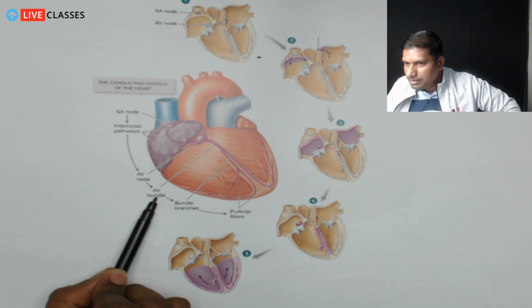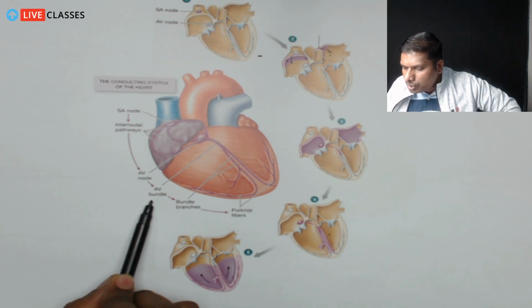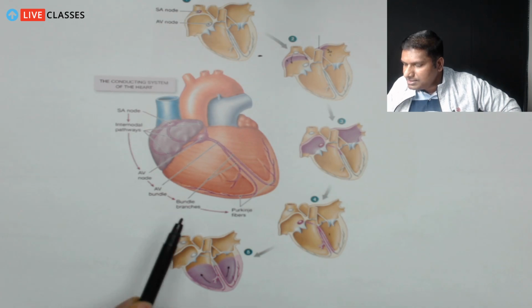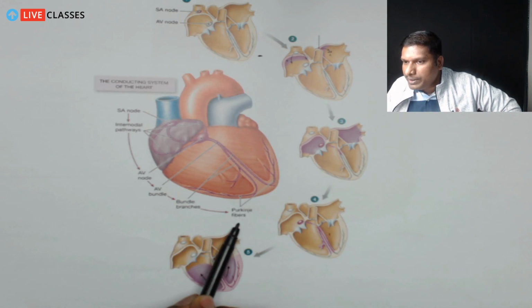Okay, another word is AV bundle. Through the bundle of His, it is moving into the bundle branches, which are the right and the left branches, and from the left branches it is moving into the Purkinje fibers. Okay, it is moving into the Purkinje fibers.